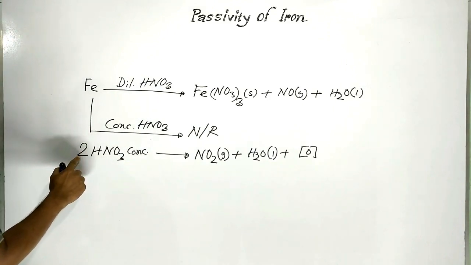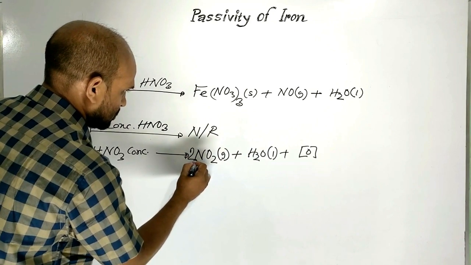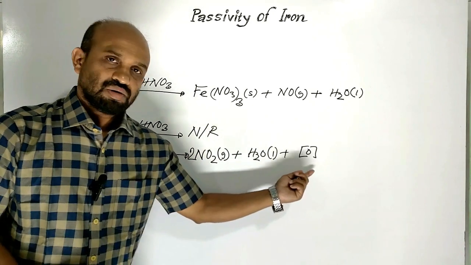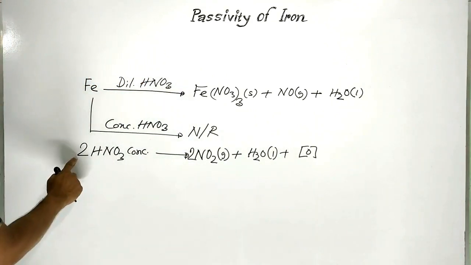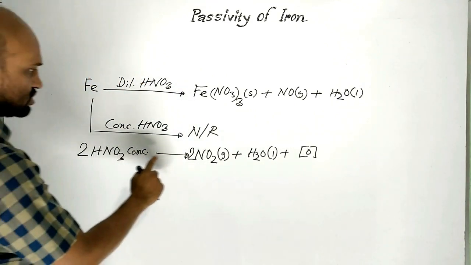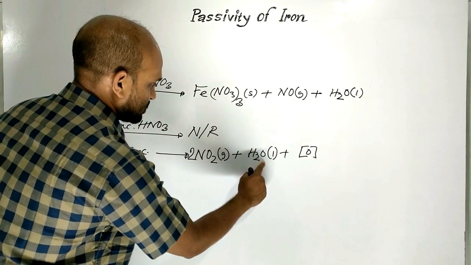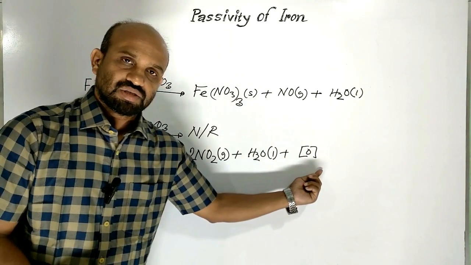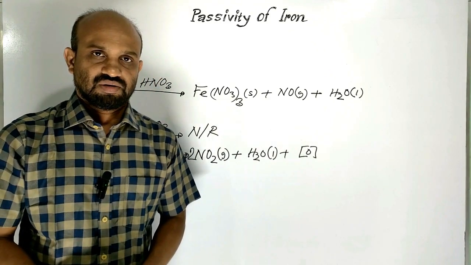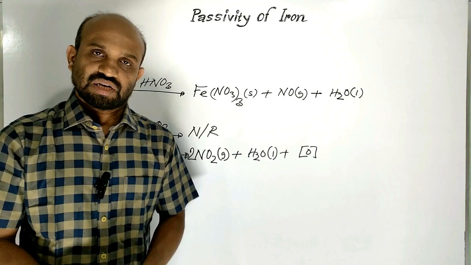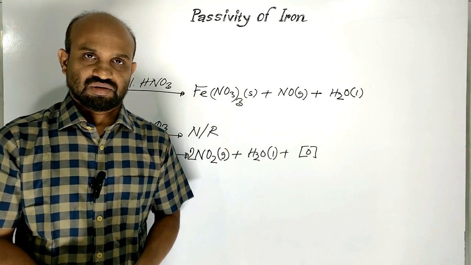Here two hydrogen atoms, here two nitrogen atoms. So, only one oxygen atom is formed. Six oxygen atoms here, four oxygen atoms here, one oxygen atom is another one. This atomic form of oxygen is called nascent oxygen. This is extremely reactive oxygen.